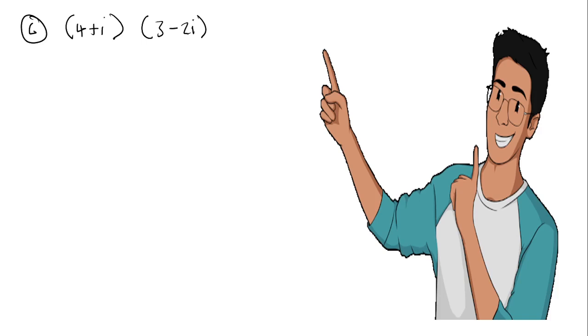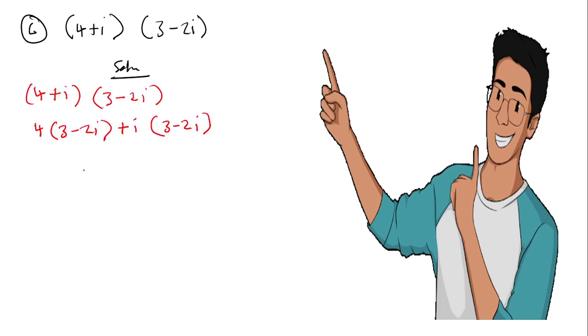So solution, please follow me well on this particular point. What you're going to do here, let me just use a color that will be visible, is multiply everything in here with that thing there. So you're going to say 4 plus i multiplied by 3 minus 2i. So you're going to say 4 open bracket 3 minus 2i close bracket, then plus i, and then open bracket 3 minus 2i. This is the first route you are supposed to take when you are trying to multiply.